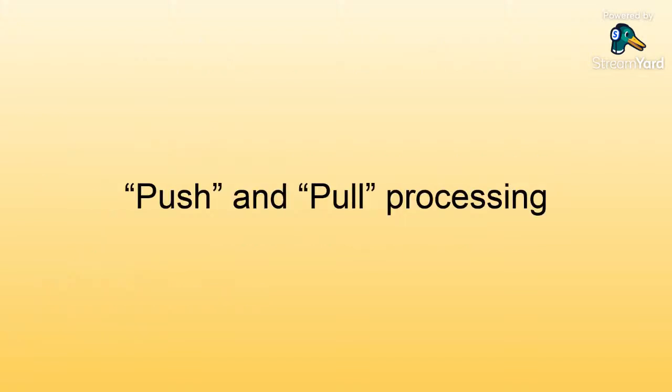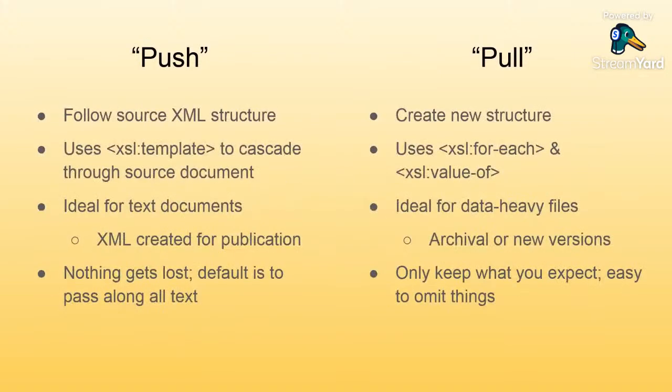Finally, just a few words about push and pull processing. What we've been describing so far is largely push processing, although the last example of talking about result document is also very useful for pull processing. But the basic difference between the two is that push processing essentially follows the source XML file's structure and uses the XSL template primarily to cascade through that source document and do transformations on elements wherever and whenever you find them within that source document.